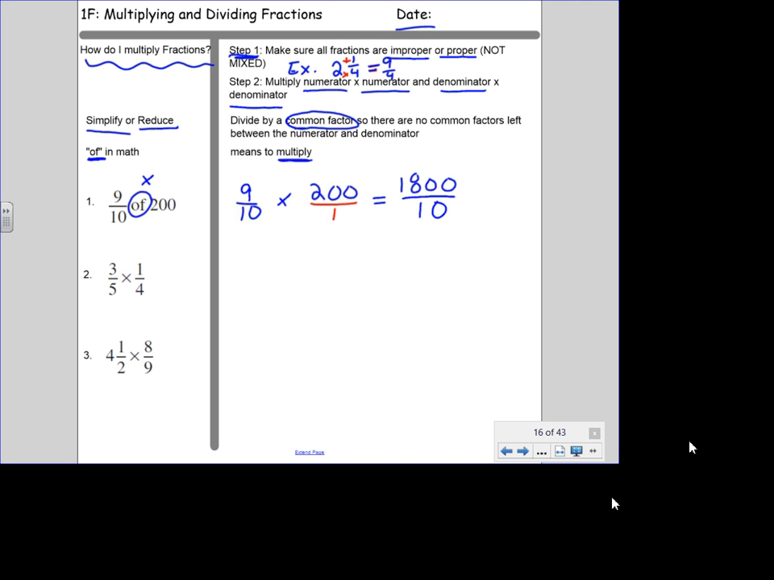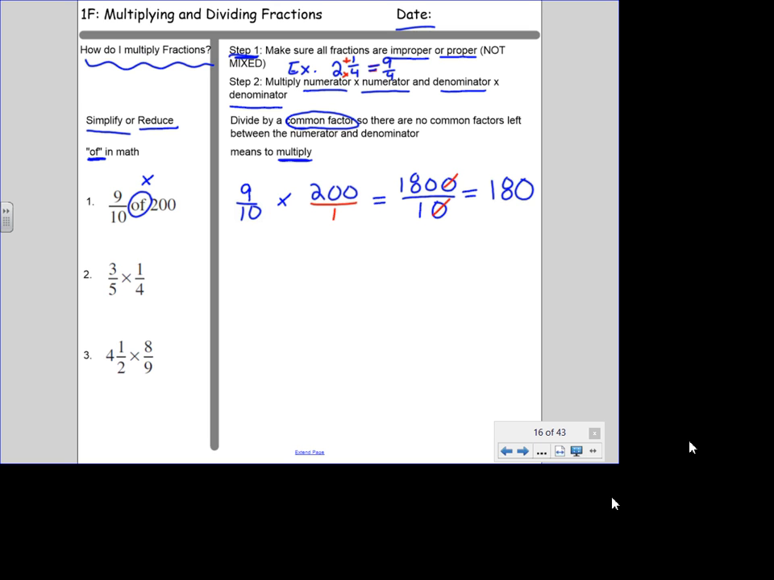So last step, can I reduce or simplify my answer? And what I notice here is that I have a common factor of 10. So I can actually go ahead and reduce by 10. So now I have 180 divided by 1, which is just 180.